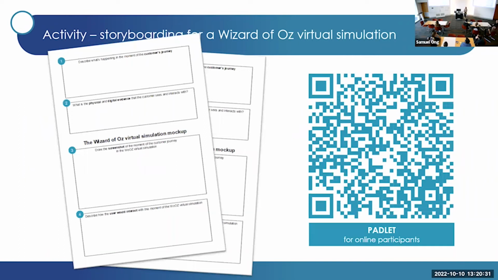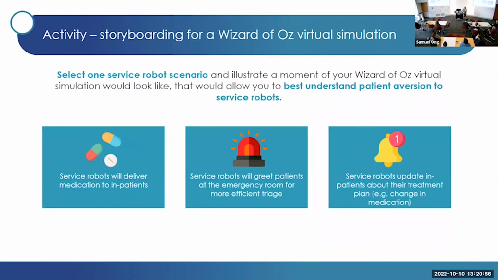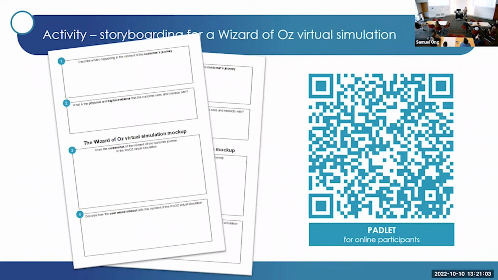Here I have some physical worksheets, as I feel like the good paper copy is very underrated these days, for the in-person participants to work through. And then online, I have a Padlet for the online participants, where you will also have a copy of this to help you work through it at home. I reckon potentially even in pairs, otherwise it's a very quiet room for a collaborative activity. Choose a virtual scenario that you resonate with and just work through this worksheet. In the first component, you can see here, you're going to describe what's happening in the moment of the customer journey.